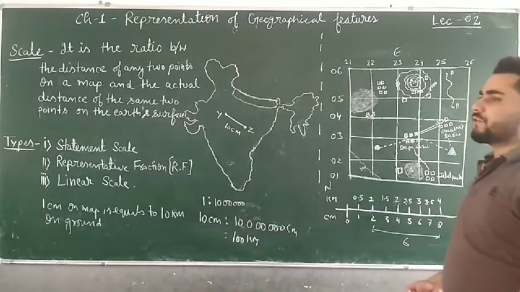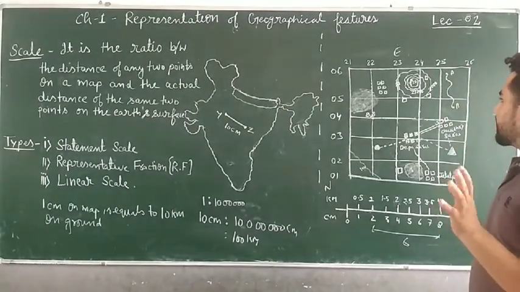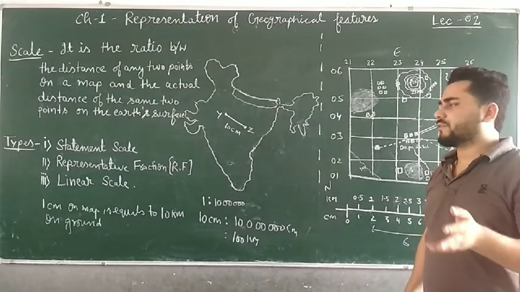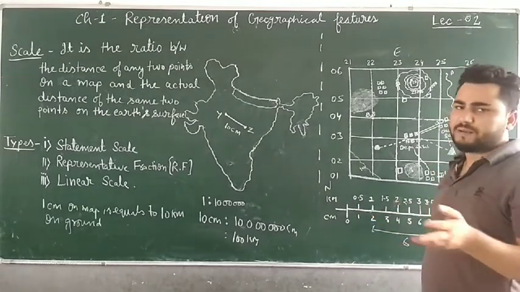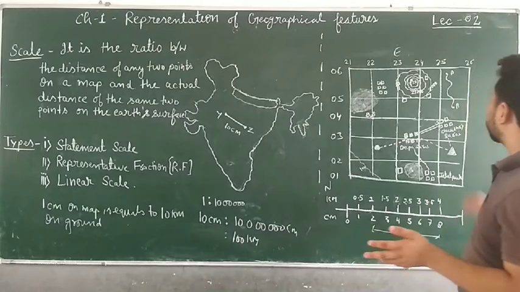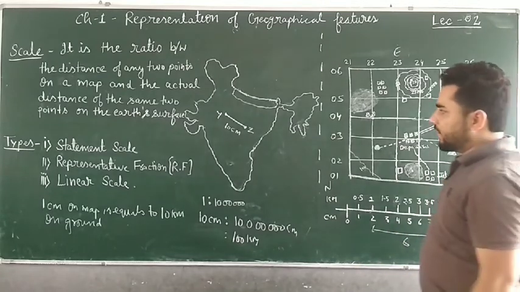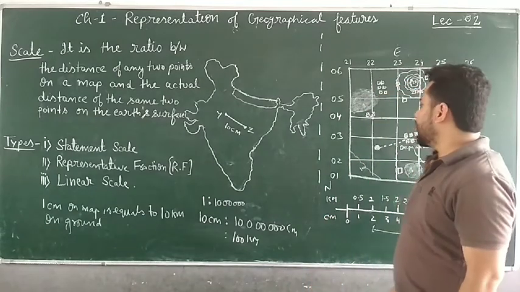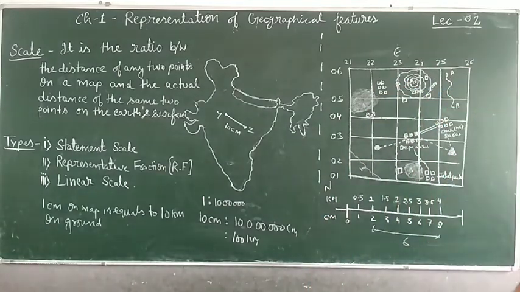So there are two methods: first measuring straight lines, and second measuring curved lines. Straight lines can be measured directly with the help of a scale, and curved lines with the help of a thread and scale. Like this we measure the distances. So this was all about scale, its types, and how to measure the distances.